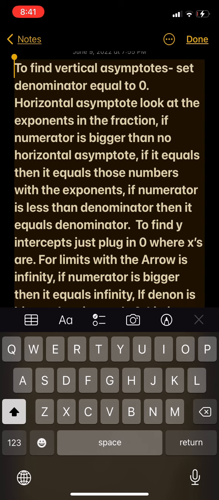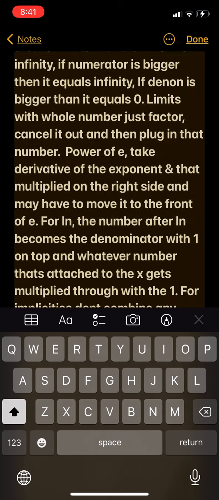To find y-intercepts, just plug in 0 where the x's are. For limits where x goes to infinity: if the numerator is bigger, it equals infinity. If the denominator is bigger, it equals 0.